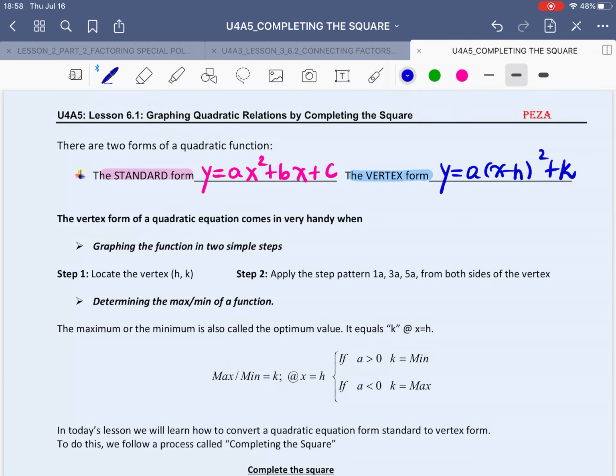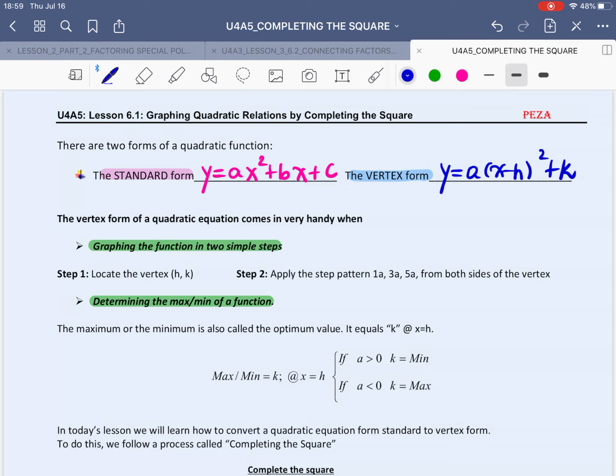Now, the vertex form of a quadratic equation comes in very handy in two different cases especially. Number one, when we are trying to graph the function, we can do that in two simple steps. And number two, when we determine the min or the maximum of a function, it's much easier when we get started from the vertex form of it. Now let's talk about each and every one of them.